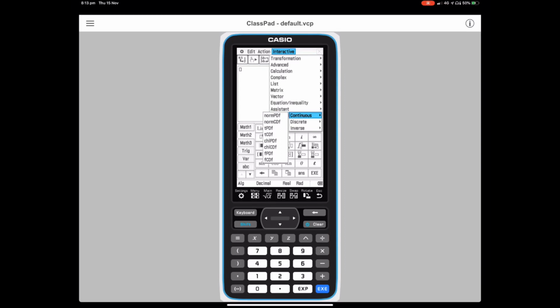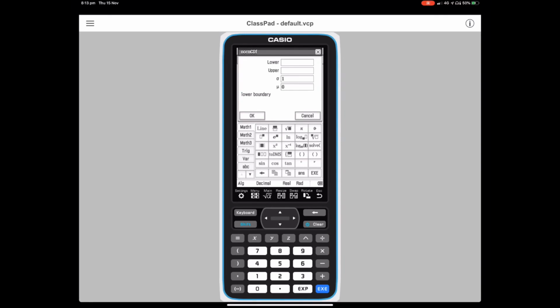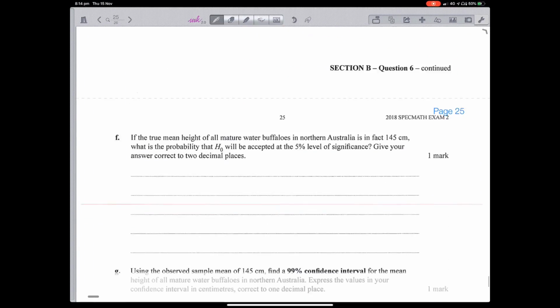So interactive distribution, continuous, norm CDF. If we went negative infinity up to 146.51, 3 root 2 divided by 2, and that's 150. I think this will be above 5%. No, it's not. What about if I did 2? Then it's above 5. Oh, so it's below. So yeah, I think it should be 146.52. Because if it's 146.51, it's actually below, so you wouldn't reject it. But you're right on the borderline.